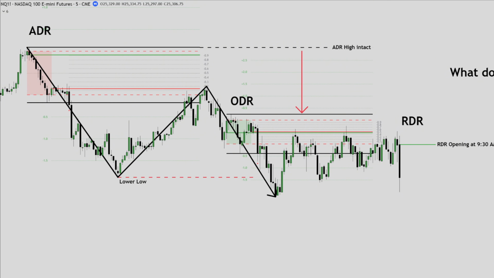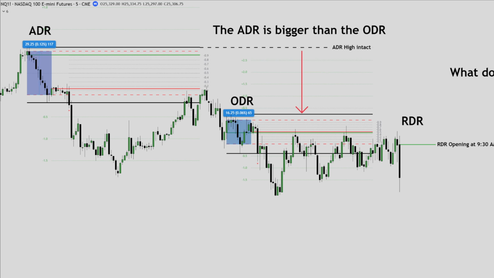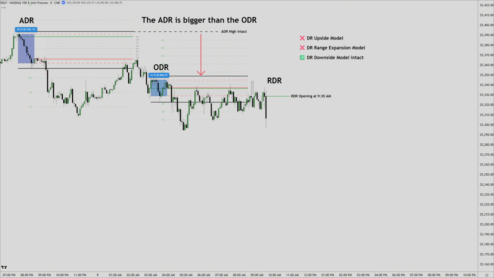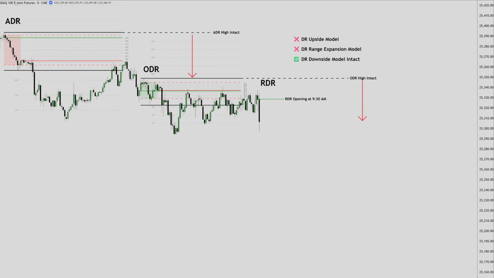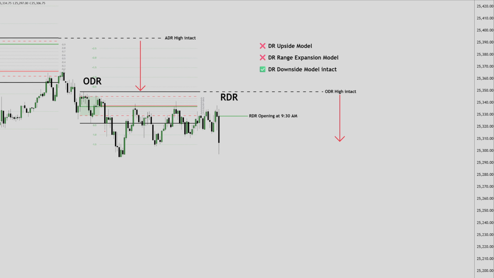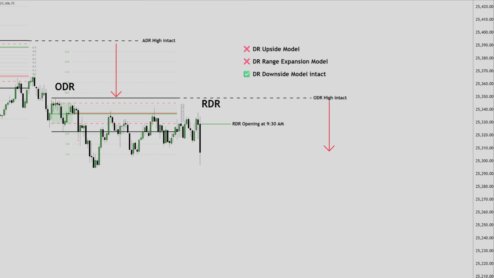The overnight session respected the aftermarket highs and printed a lower low. That's a classic DR downside model structure. Additionally, the aftermarket box is larger than the overnight box, which already excludes a DR range expansion model. When the regular session opens, we're still respecting the downside structure. Overnight highs remain intact, so a DR downside model becomes the most favorable possible outcome for the session.